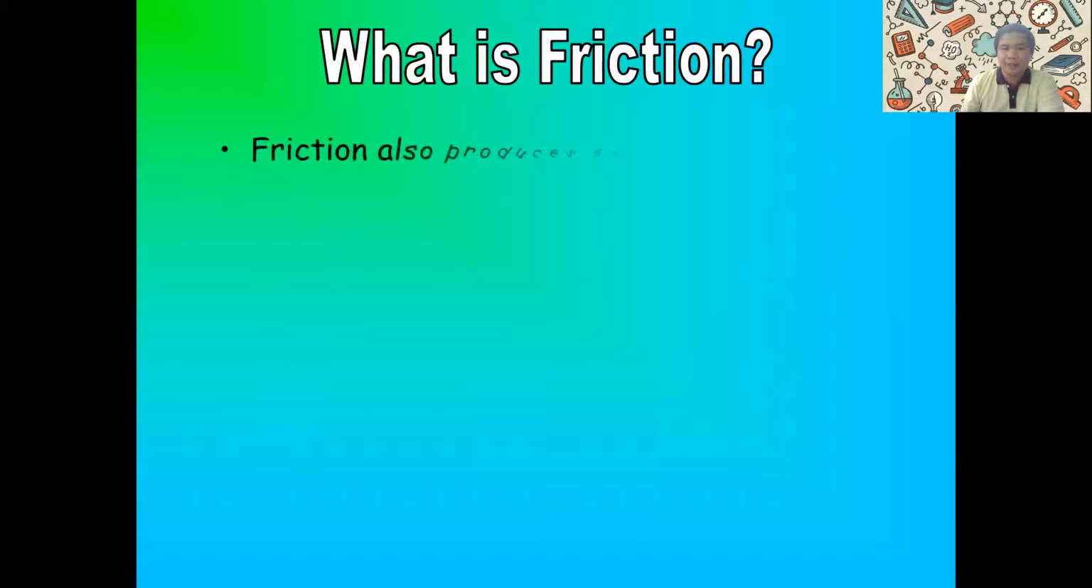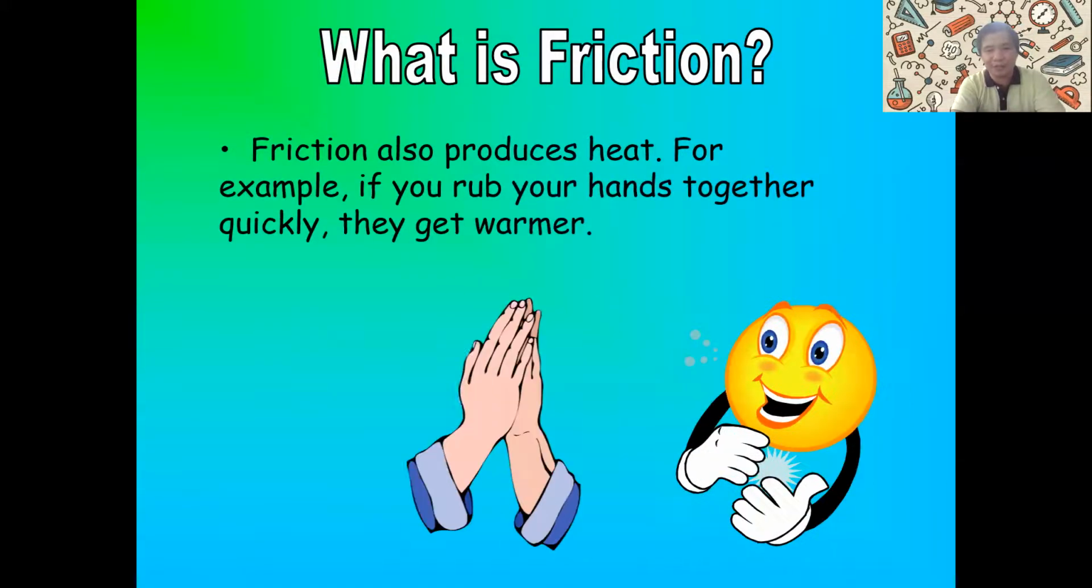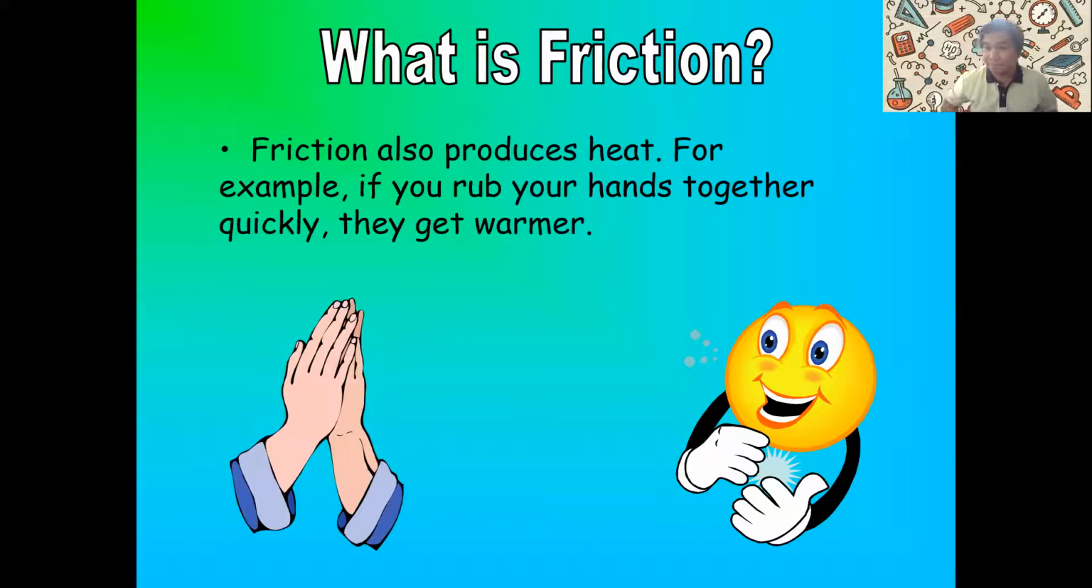Okay, let's continue. Friction also produces heat. For example, if you rub your hands together quickly, they get warmer. Let's try that now. Let's count to 20 and see if our hands are warmer. Are you ready? Do it with Teacher Kent, okay? I will count to 20. Let's rub our hands and then we will touch our face. We will see if our hands are hotter than our face. Let's start.